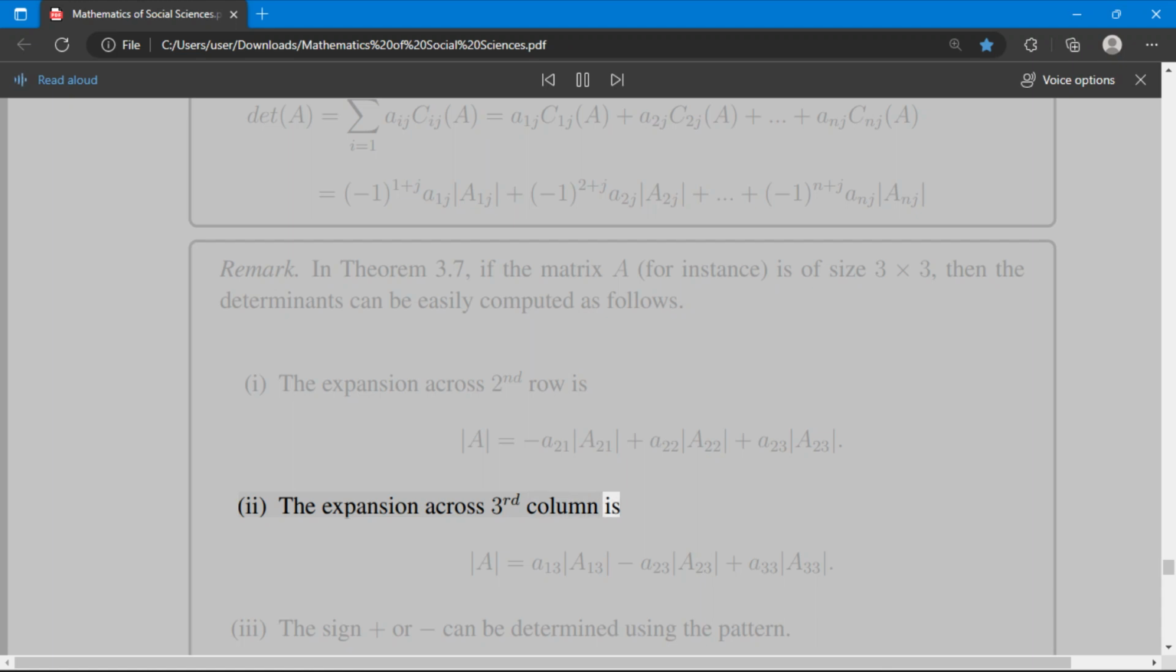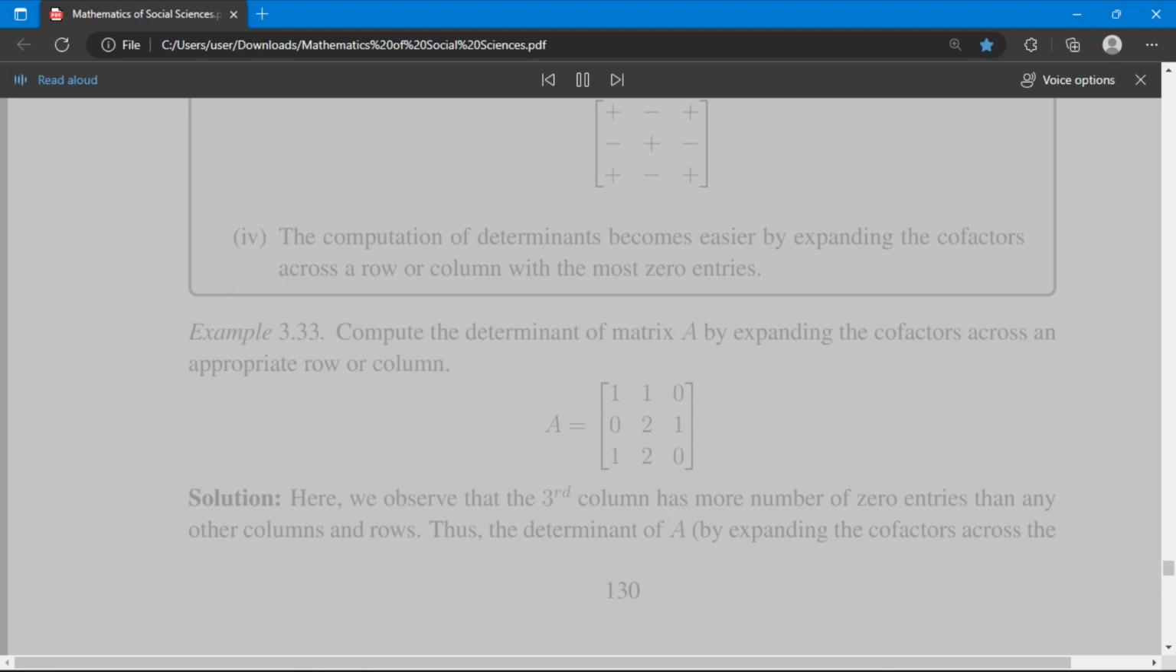2. The expansion across the 3rd column is det A equals a13 A13 plus a23 A23 plus a33 A33. 3. The sign, plus or minus, can be determined using the pattern: plus minus plus, minus plus minus, plus minus plus.